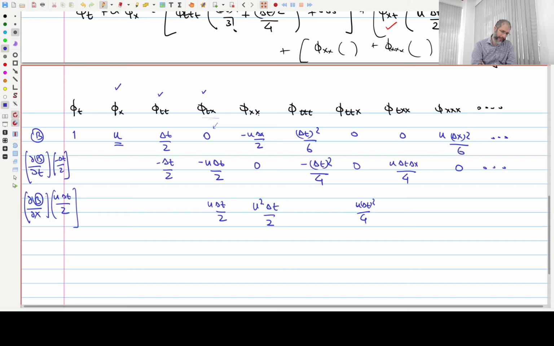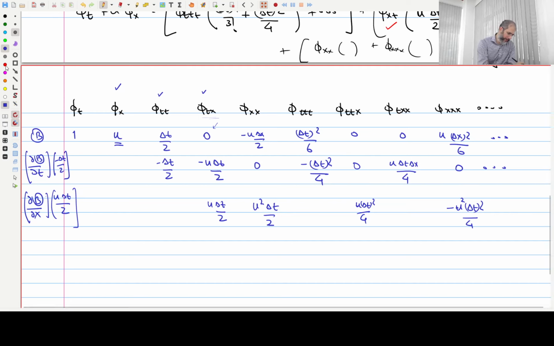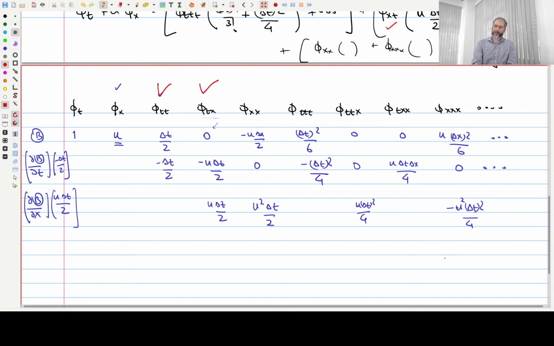And then we had a phi xx, so that becomes a phi xxx, so I generate something here, which is minus, right, and so on. I think that's pretty much it here. So now we have ensured that the coefficient of phi tx also becomes 0.